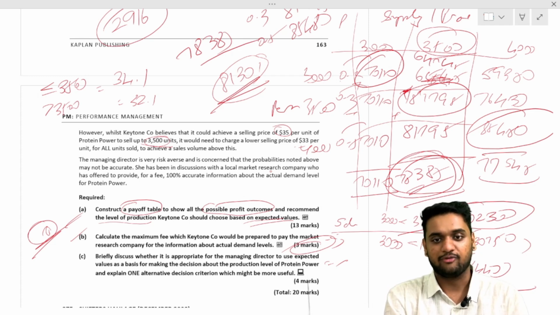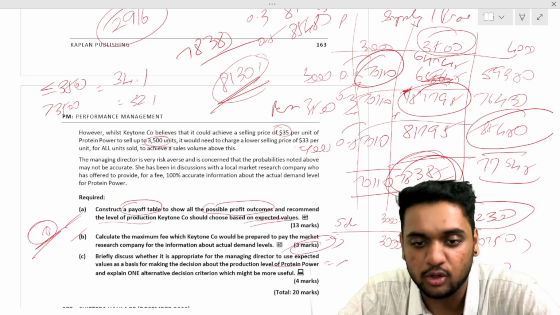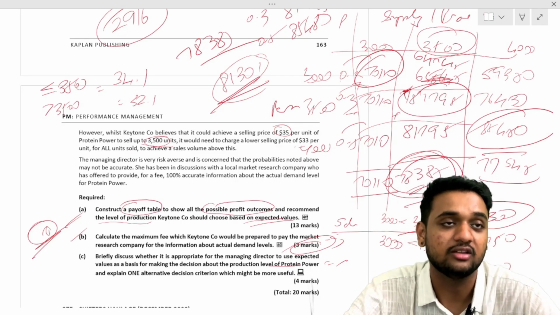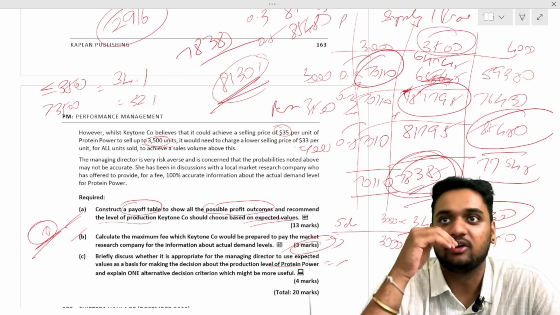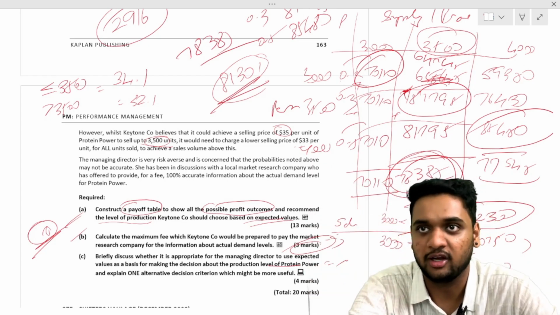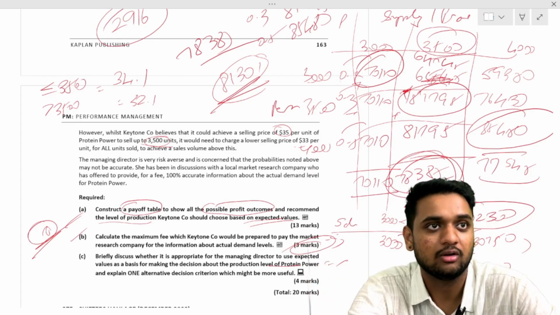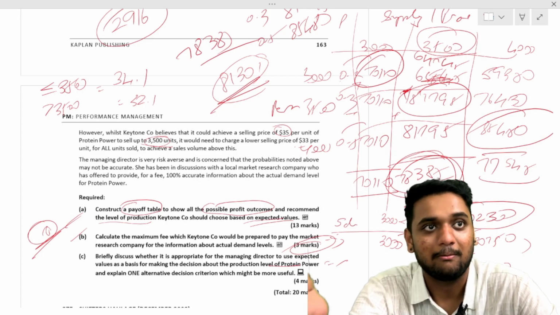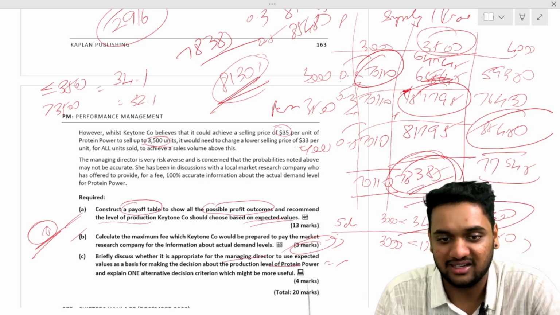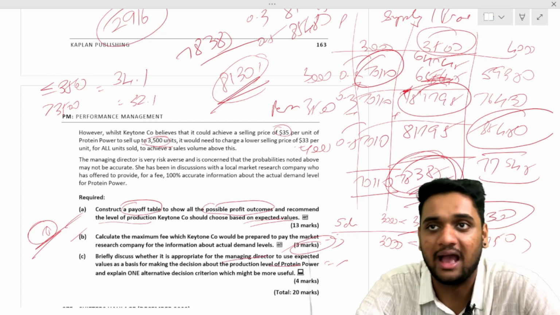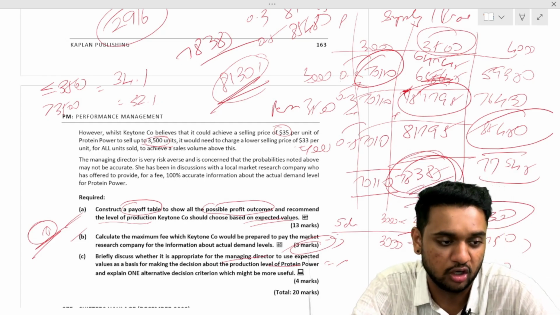Discuss whether it is appropriate for the managing director to use expected values as the basis for decision making about the production level of protein powder. They are saying if we use the expected value method, what kind of methods did we see in this chapter, in the payoff table concept alone? Expected values we can use and find out. Maximax we can use. Minimax we can use. Maximin we can use. They are asking whether it is appropriate for the managing director to use expected value as the basis for decision making, whether we can do this or not.